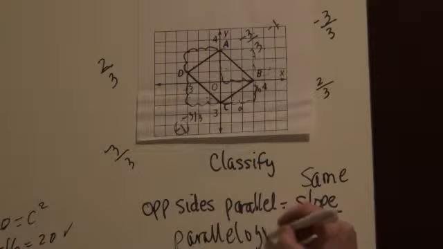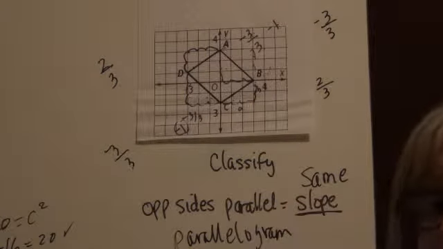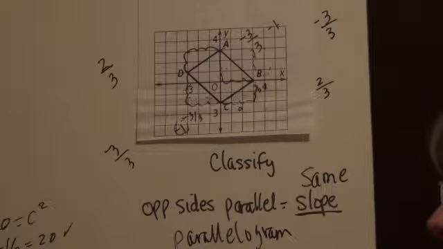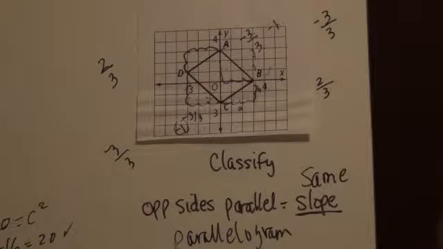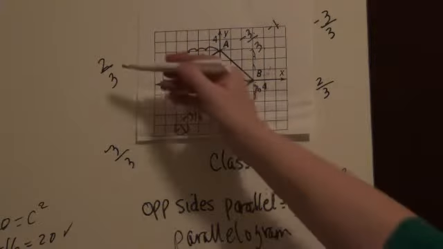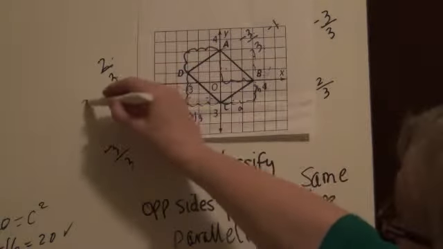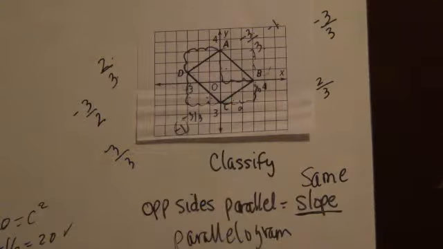Now, the only trick with this is it might be a more specific kind of parallelogram. It might be a rectangle or a square or a rhombus. So I have to check for those. Now, what makes a rectangle and a square special is that they have right angles. So if I check this and see if it's a right angle, I'll be able to tell if it's a rectangle or a square. So the way I can check for right angles is they should have opposite reciprocal slopes. So if I took this slope and turned it upside down and made it negative, that would be the perpendicular or the right angle slope.